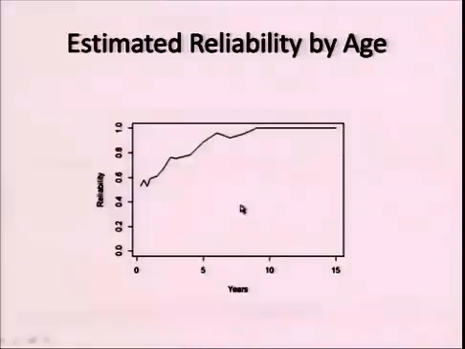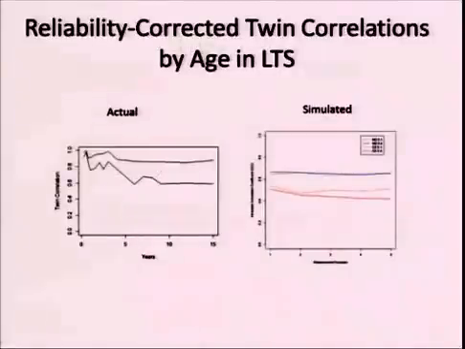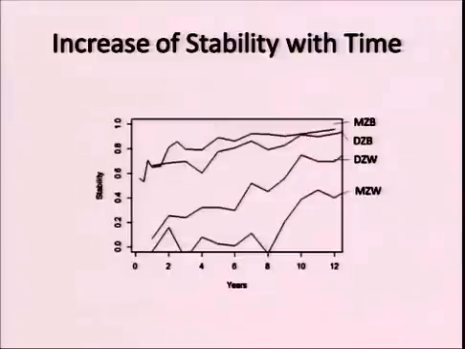And it makes pretty good sense that they start between 0.5 and 0.6 and they probably increase to something more like 0.9 than to 1.0. And if you correct then the MZ and DZ twin correlations for the changes in unreliability, you get a very nice match. The MZ twin correlations flatten out and the DZ twin correlations decrease. So correcting for the changes in the reliability in the test over time, you get a very nice fit.